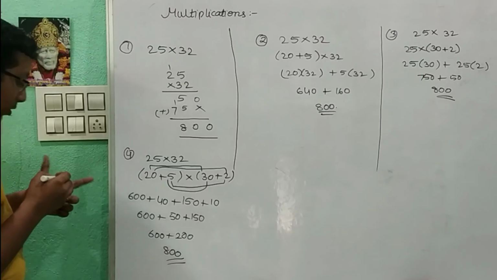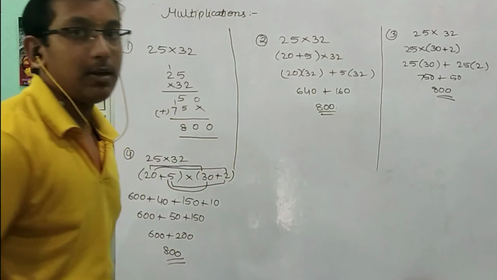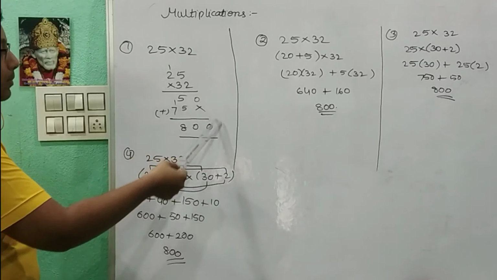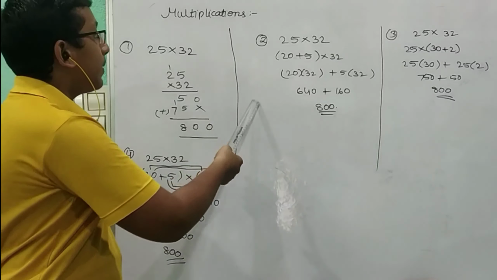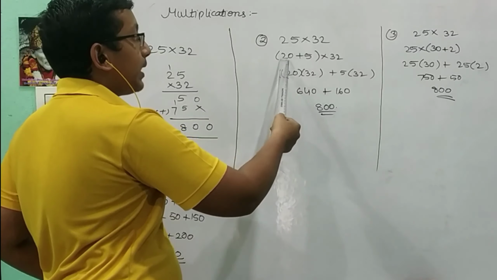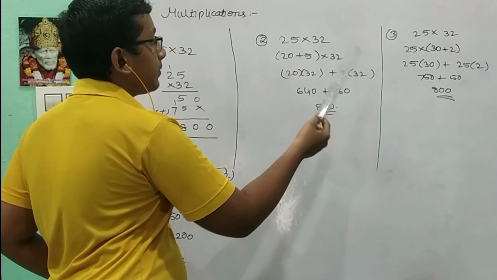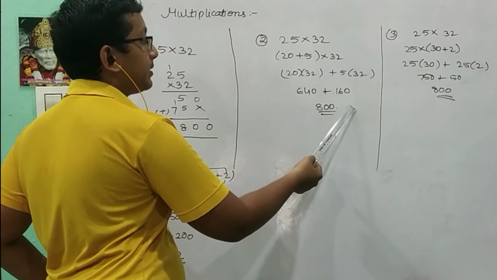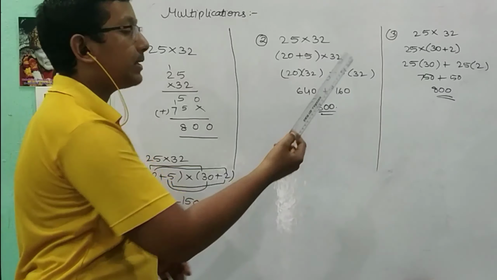So these are the four methods I wanted to show you. Now let's recap the video. Here I took 25 into 32 and did the normal process, so I got 800. This is the normal regular process. Now I take 25 into 32 with 25 as 20 plus 5. I did 20 into 32 one time and 5 into 32 one time. 20 into 32 gives you 640 and 5 into 32 gives you 160, and 640 plus 160 gives you 800. So you got 800 here also.